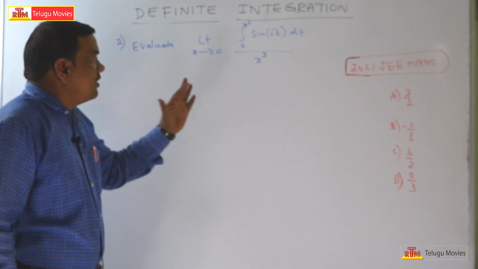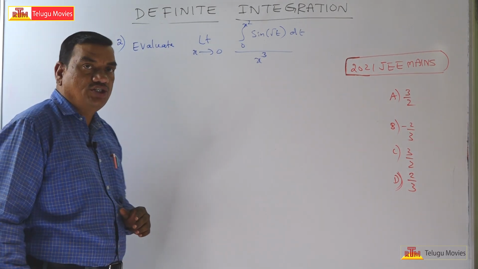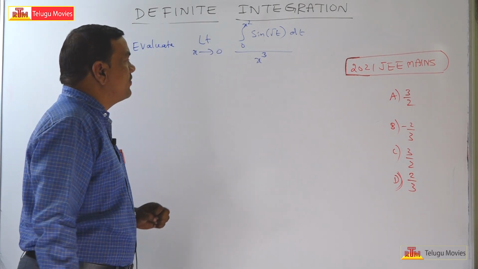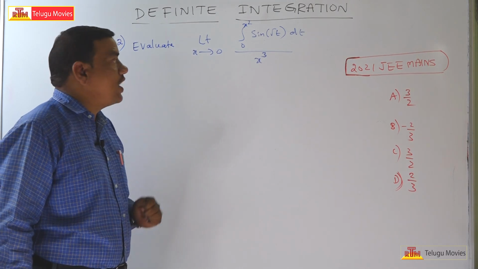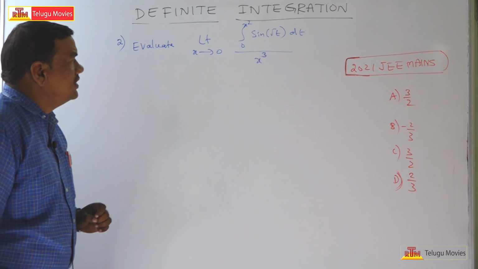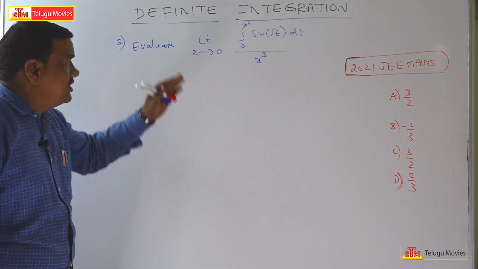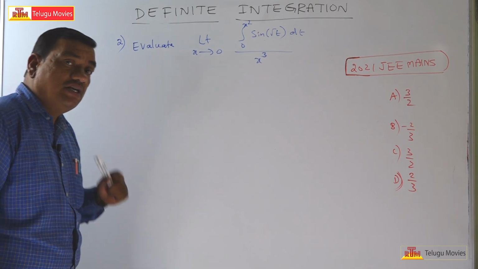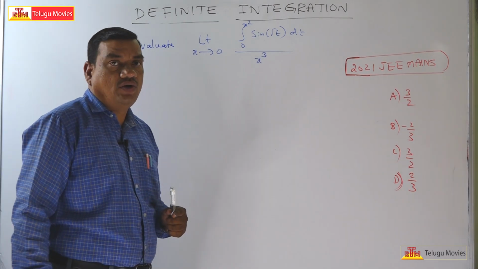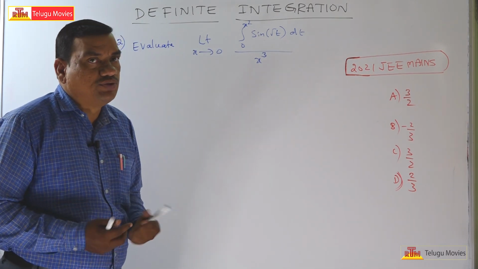Dear students, welcome to another problem. Evaluate the limit as x tends to 0 of the integral from 0 to x square of sine of root t dt upon x cube. Generally what we will do first, even though it is a limit problem, it comes under definite integration only. As x tends to 0, wherever x is there, substitute 0.